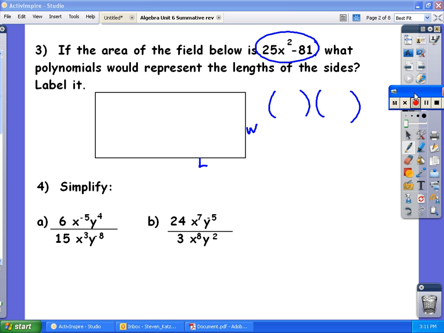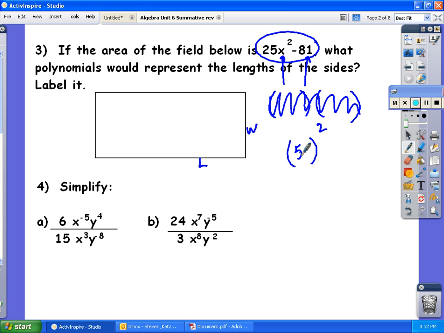Well, the first thing I want to do is see, does it have a common factor? Greatest common factor. I know 5 goes into 25, but 5 doesn't go into 81. So for a second, I don't think it has a common factor, but then I notice that I have two numbers that are perfect squares. I can square the number 5x to get to 25x squared, and I can also square the number 9 to get 81. Well, because it's the difference of two squares, this factors into 5x minus 9 and 5x plus 9. And those would represent those two binomials, the lengths of the sides.